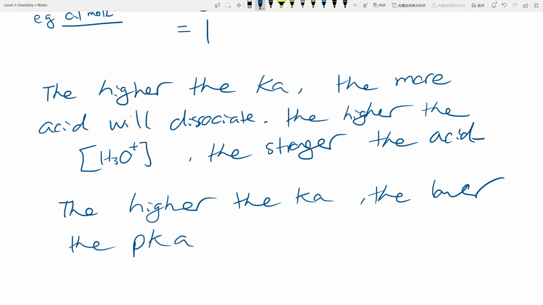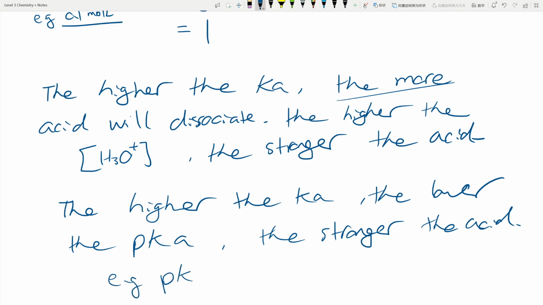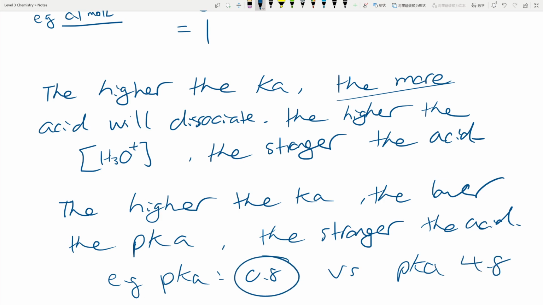Okay, and then just go back and talk about all this stuff again, but then the stronger the acid, the lower the pKa. You can kind of interpret it like the pH: one is stronger than two is stronger than three. For example, if I have something with a pKa of 0.8, that's really, really strong, versus something like a 4.8. 0.8 is a much stronger acid in comparison because the pKa value is lower.